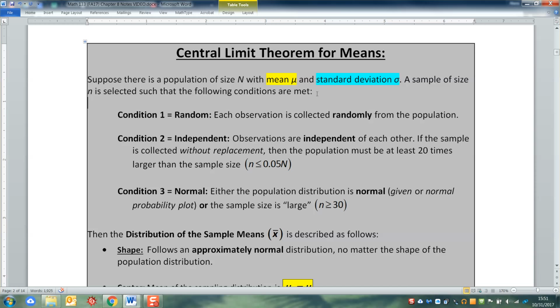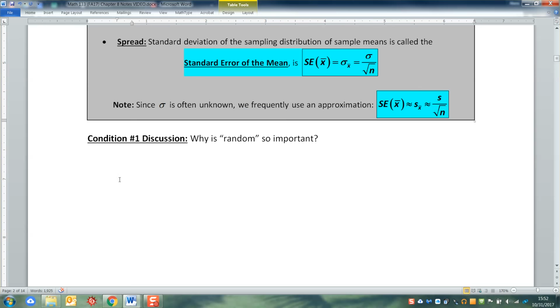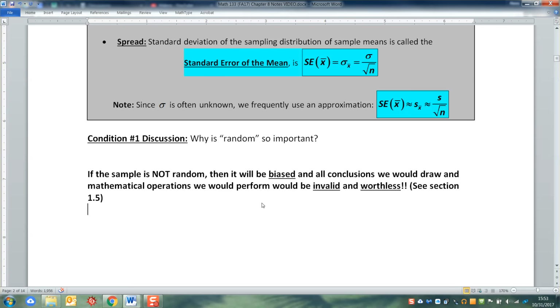Well, there are certain properties that sample has to have in order for this to work. First of all, the sample has to be random, right? So every observation that you collect has to be random. Why? Well, because if it's not random, then you have bias problems that we talked about in section 1.5, right? And if your data is biased, then everything's biased, and you have to throw out all of the work that you would do. So let me write that up. All right, so that's why it's so important that it's random. So that's condition number one.